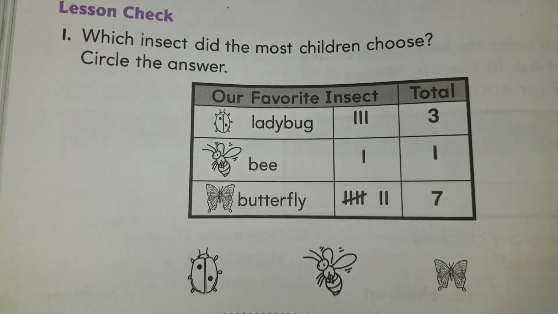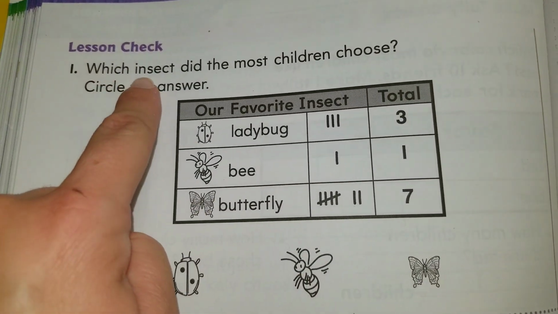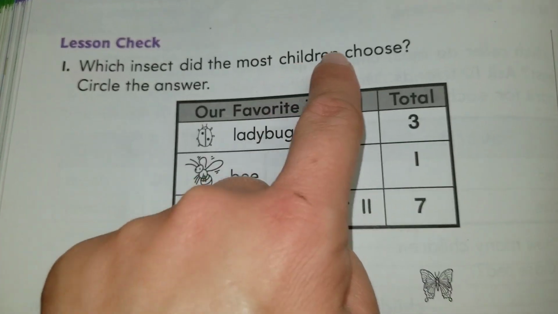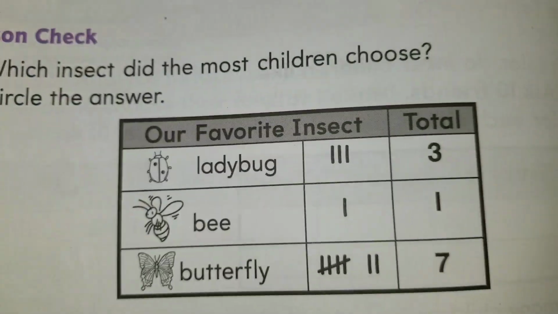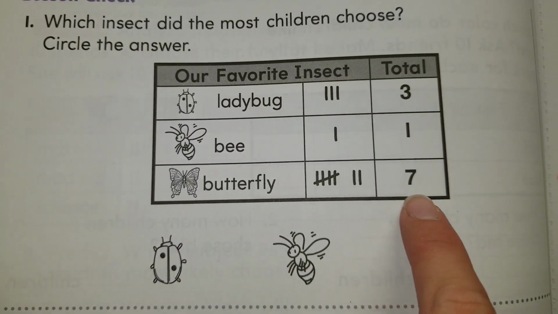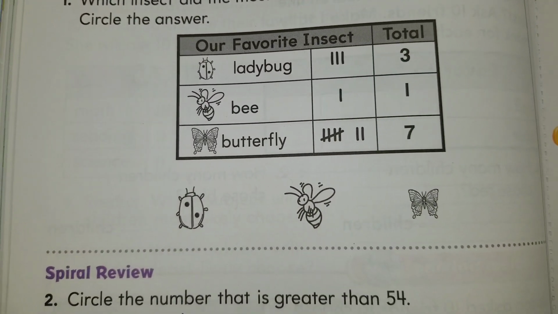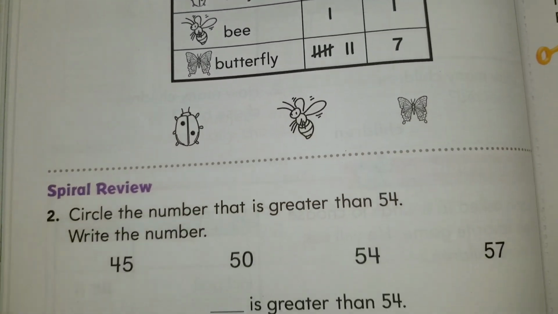And here we have another tally chart. Which insect did the most children choose? We're gonna circle our answer. Let's take a look at it. Which one was the one the most children chose? Which one is the greater number? You're gonna circle one of the pictures right here.